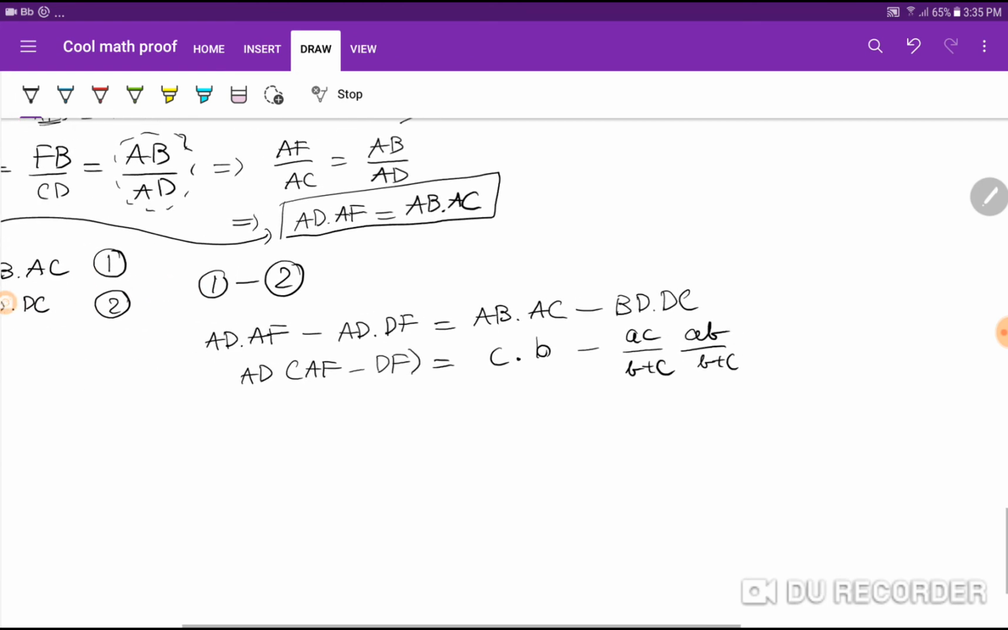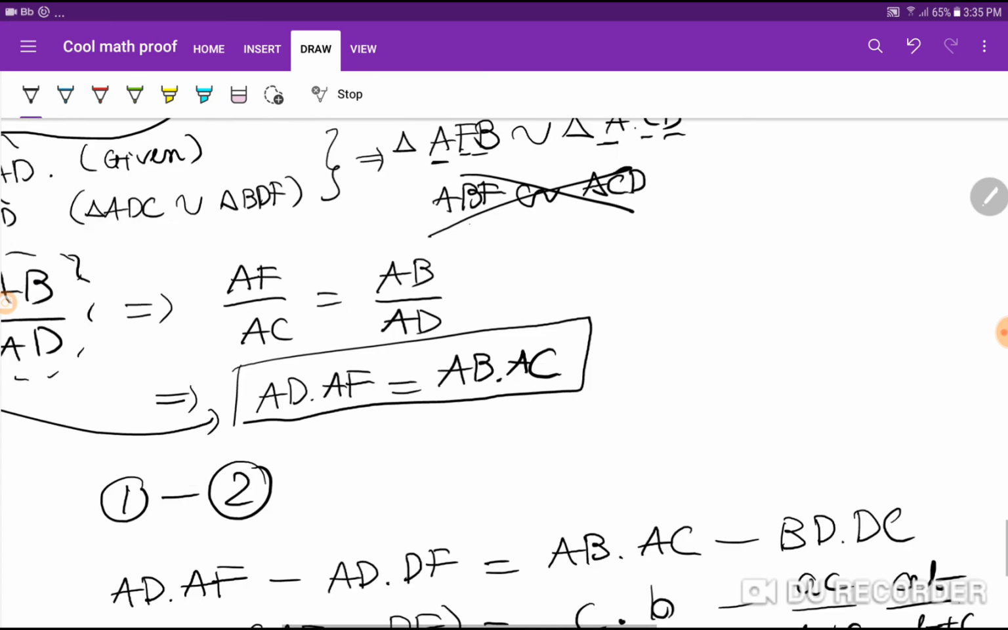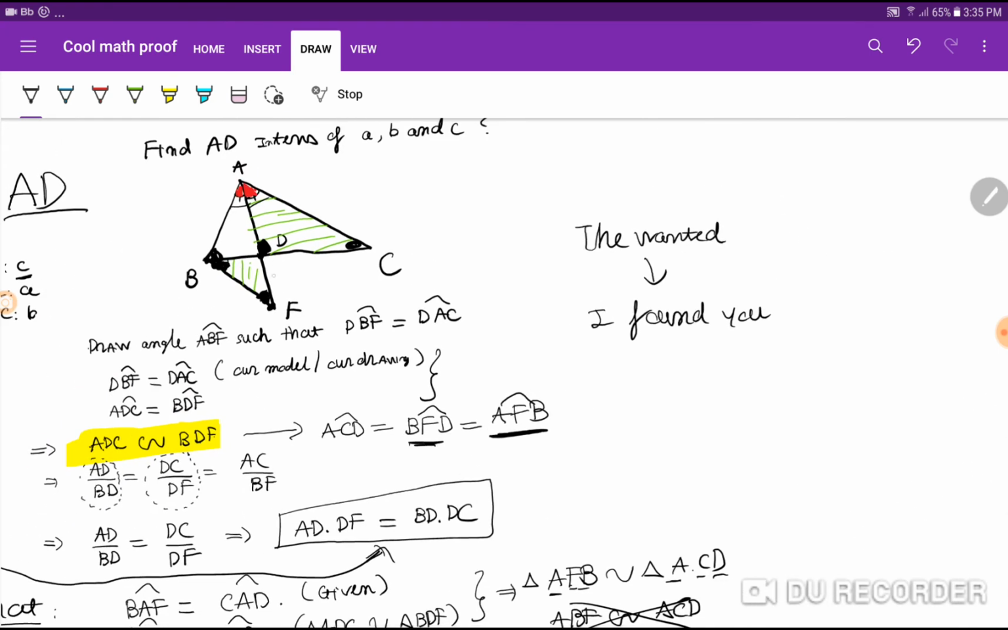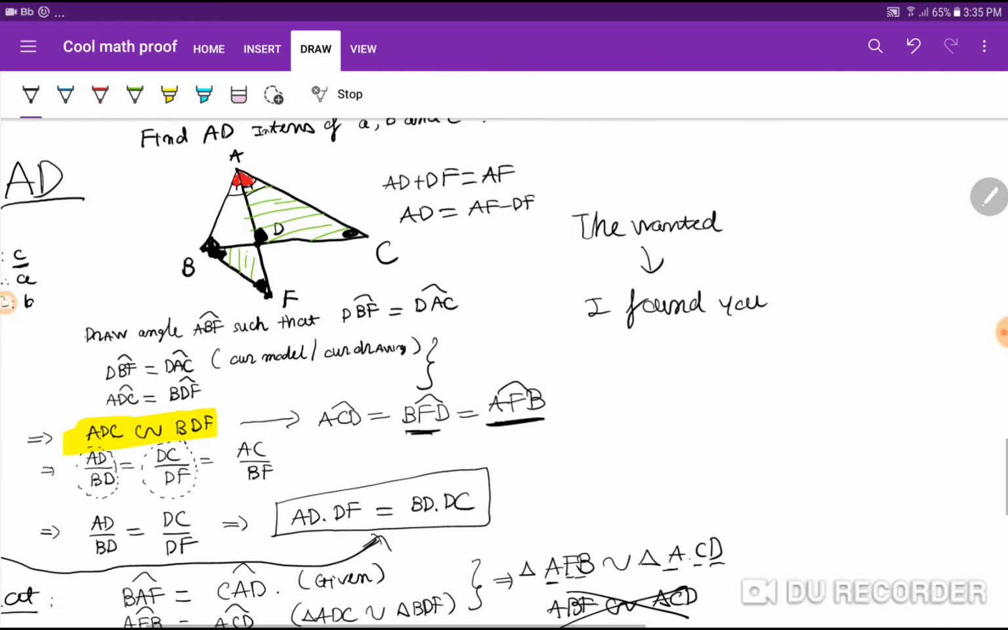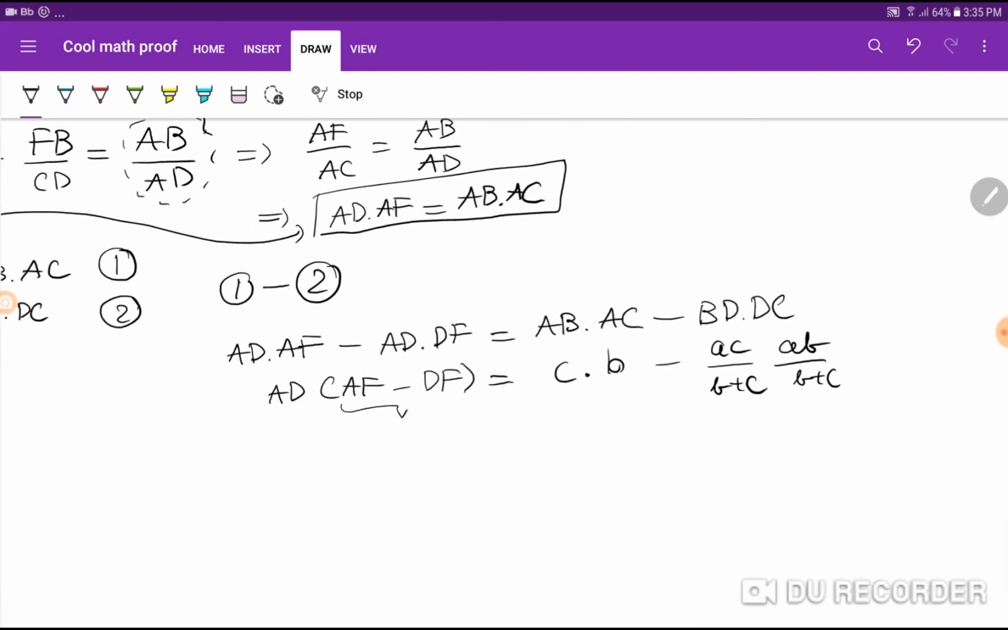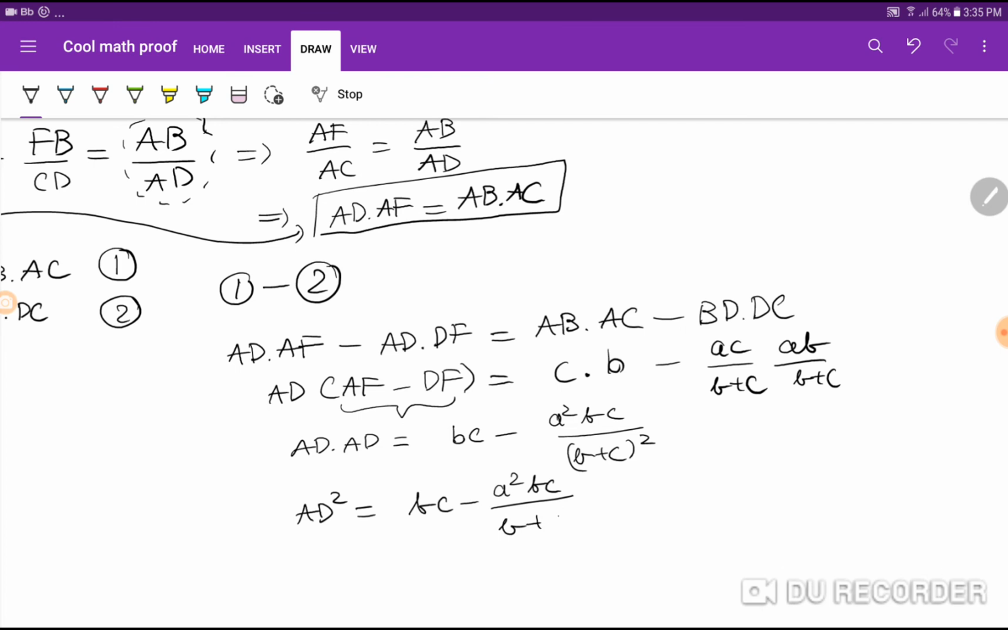Okay. And then what do you have? What is AF minus DF? You look at the picture. AF minus DF is AD. Look. Because AD plus DF equal to AF. Right? So AD is AF minus DF. So AF minus DF, I replace it with AD. So AD times AD equal to BC minus A square BC over B plus C square. I just simplified it, okay? So you have AD square equal to BC minus A square BC over B plus C square.